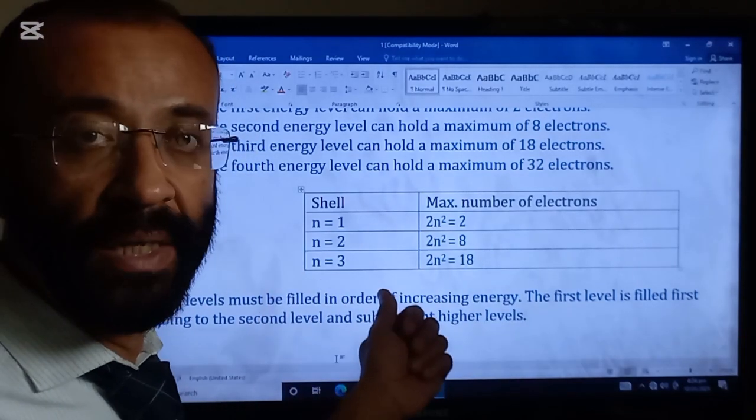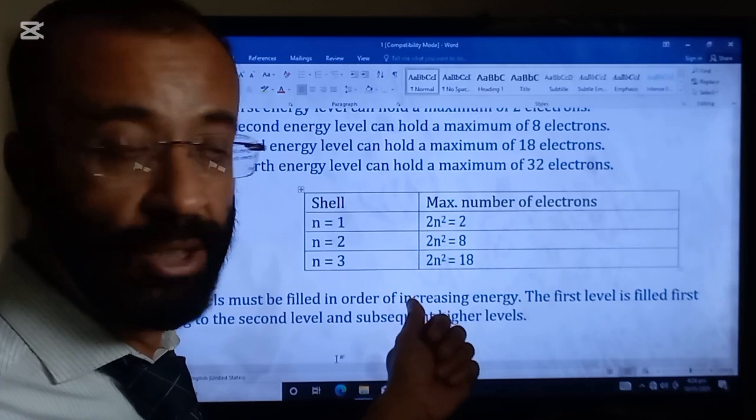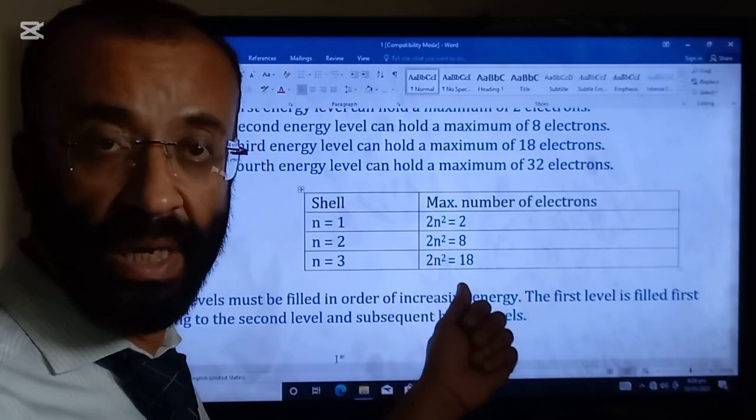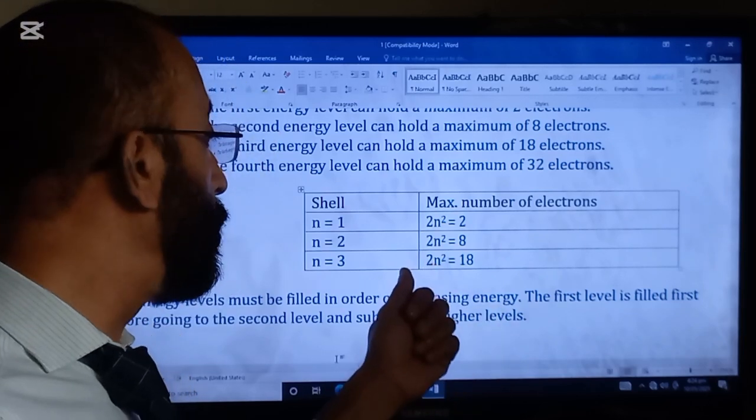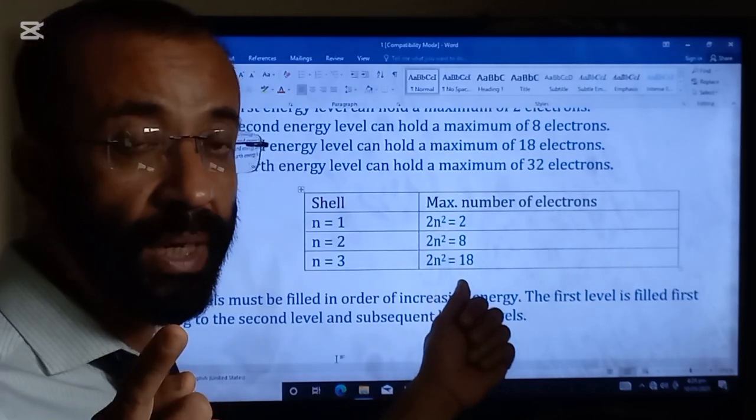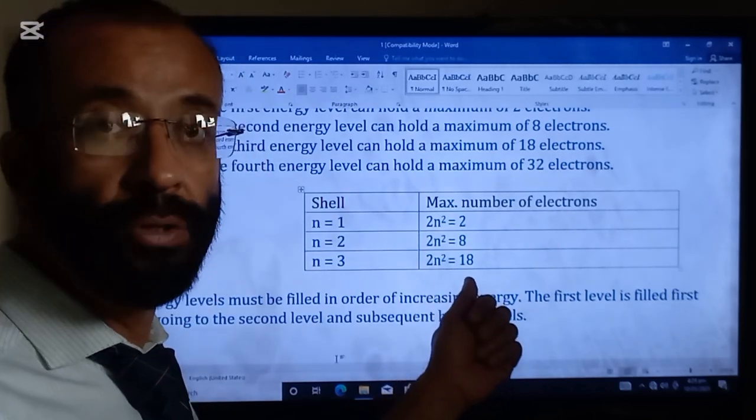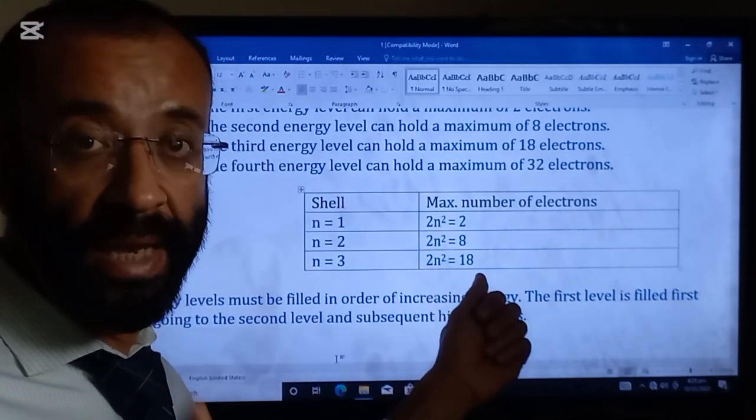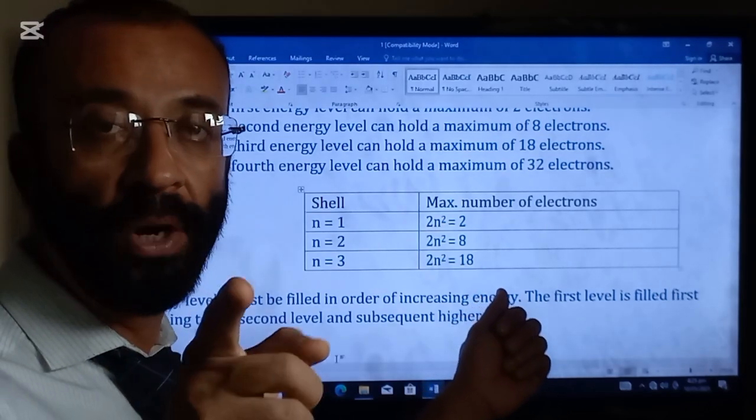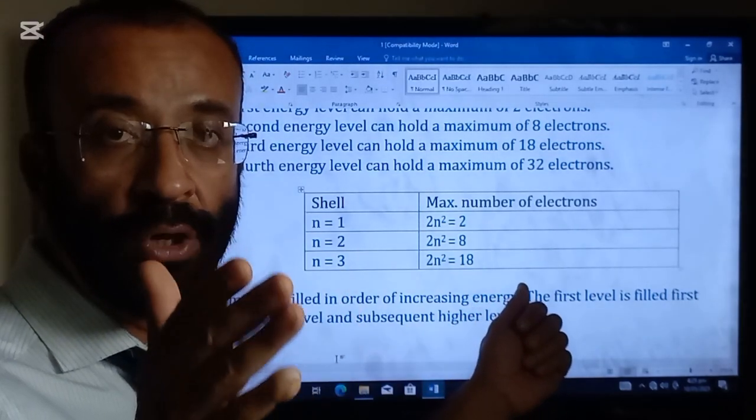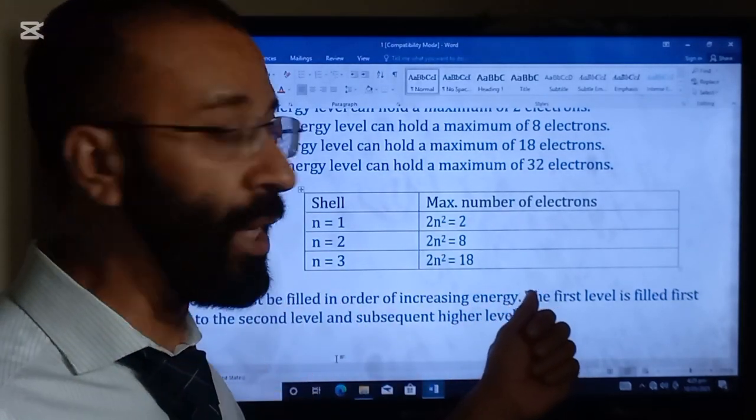If we are going to find the number of electrons in the third shell, we will place 3 in place of n. So 2 into 3 squared will be equal to 18. So 18 will be the maximum number of electrons that can be accommodated in the third shell.